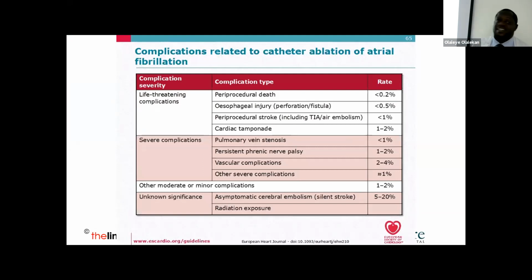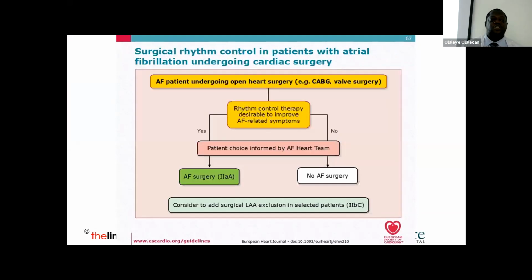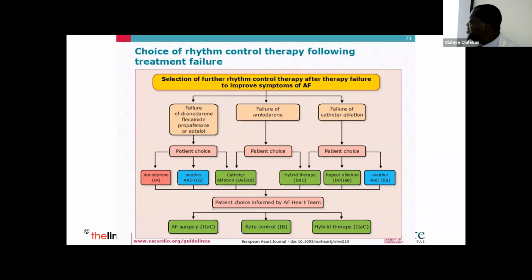And this table is just listing the complications from the catheter ablation procedure. So when you do surgery, if the patient is going for any open heart surgery and rhythm control therapy is desirable to achieve symptomatic improvement, and the patient also agrees to surgery, you go ahead and do the surgery. But if the patient does not want it, you continue with what you are doing. And like I said, I talked about hybrid therapy, especially if one aspect is failing. Maybe you are failing in terms of anti-arrhythmic drugs. You can actually combine them, do the surgical management and also do medical.